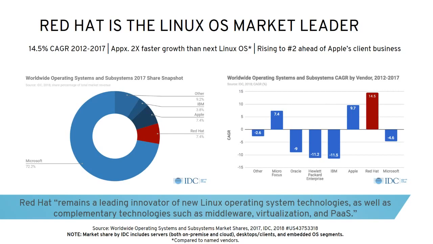Now you can see that Red Hat remains a leading innovator of new Linux operating system technologies as well as complementary technologies such as middleware, virtualization, and PaaS, platform as a service. On the right-hand side you can see the worldwide operating systems and subsystems CAGR by vendor from 2012 to 2017. Red Hat is always on a growth path, while some other vendors are going into negative growth. Red Hat has a 14.5% CAGR over the last five to six years.